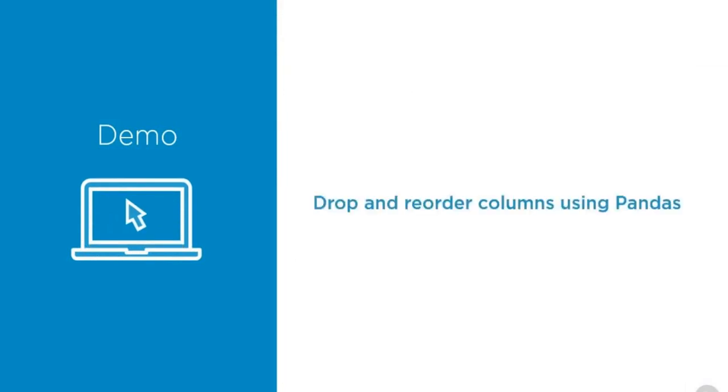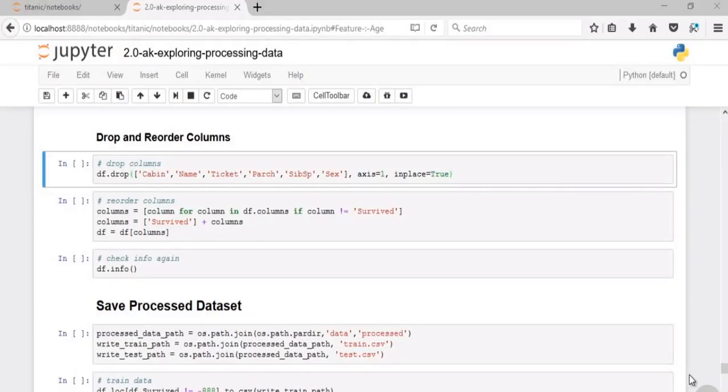In this clip, you will learn to use pandas to drop and reorder columns. Here we are in the Jupyter Notebook. In order to drop the columns, you can use the pandas drop function on the data frame. You can pass the column names that you want to remove from the data frame as a list. Here we are also specifying the axis property as 1 so that the drop function can work on the columns. Then we have set the inplace property to true as we want to change the data frame itself without creating a copy of it. So let's execute this cell.